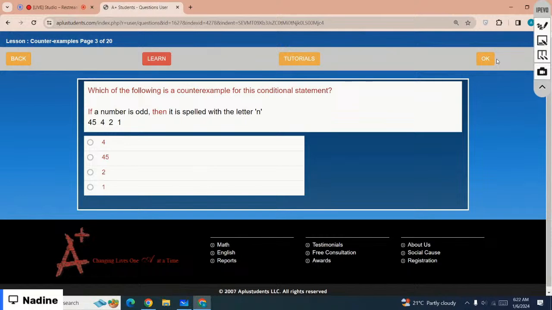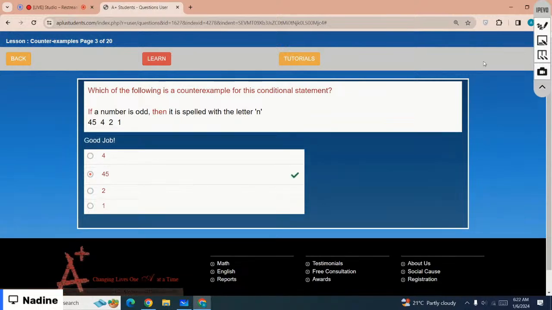Okay, the first example is 45. 45 is odd, right? But the conclusion is false because it is not spelled with Y, right? The correct option is 45, because 45 is the number that is odd and it is not spelled with the letter N. Got it?